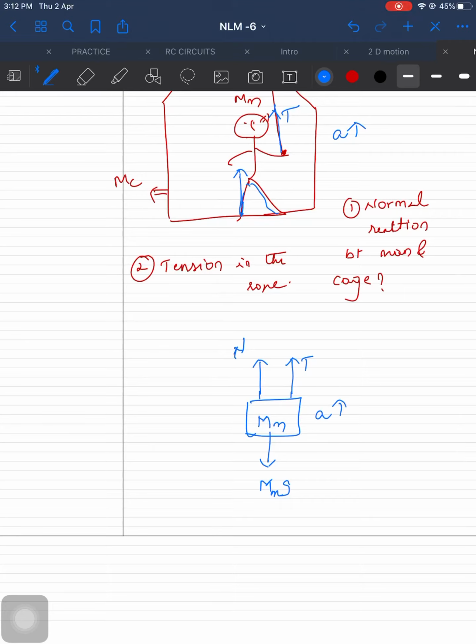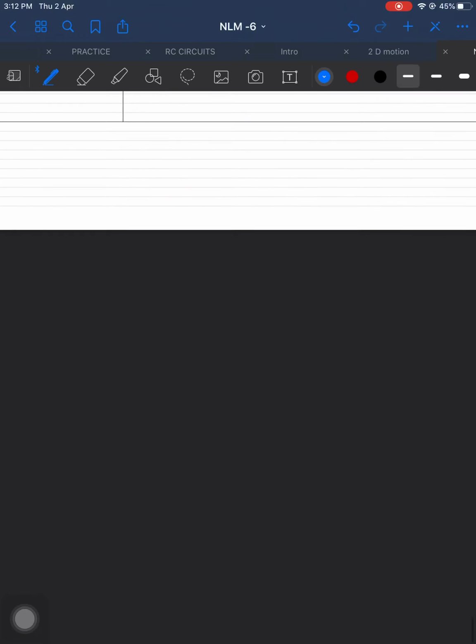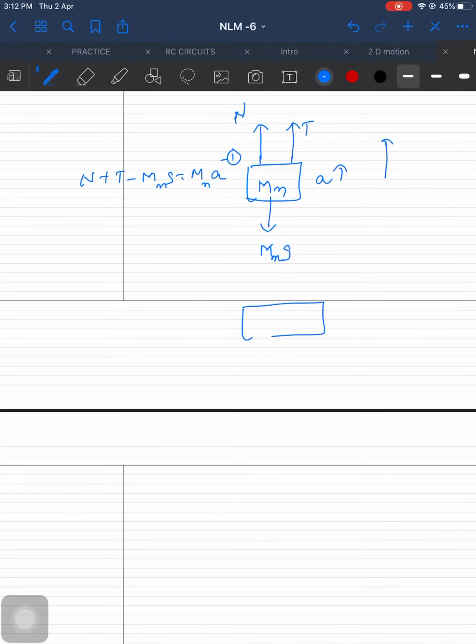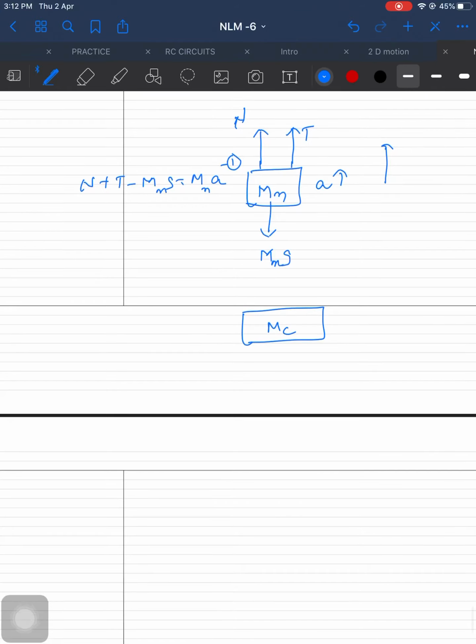It is easy. Newton's laws of motion problems are very easy, if you understand. N plus T minus mass of man into g is equal to mass of man into a. This is one expression. Let's go to the cage. I am considering the cage also as one block.